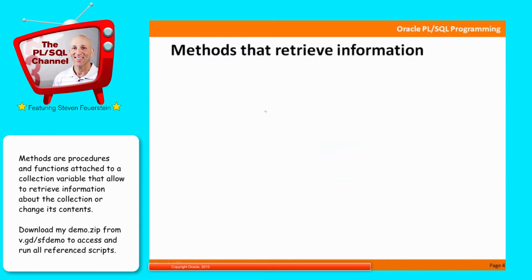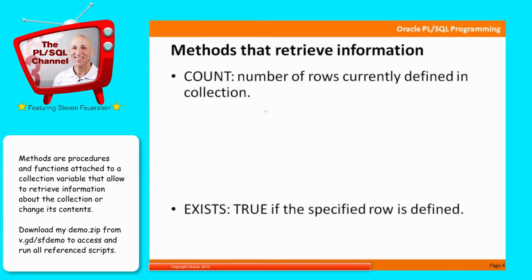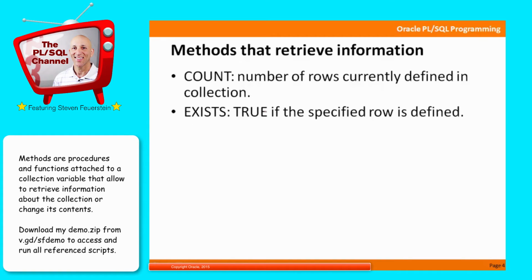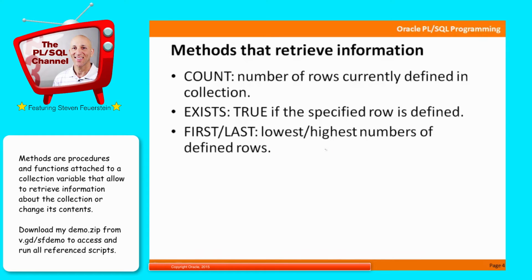So, there are two sets of methods, those that retrieve information, those that change the contents of a collection. The count method returns the number of rows currently defined in a collection, just like select count star from a table. Exists returns true if the specified row or element is defined at the index value specified. First and last return the lowest and highest index values of the defined rows. They can actually be numbers or strings. So the lowest and highest defined index values.